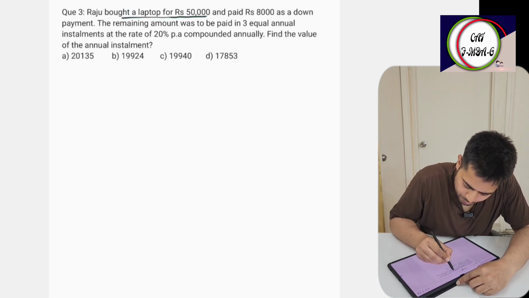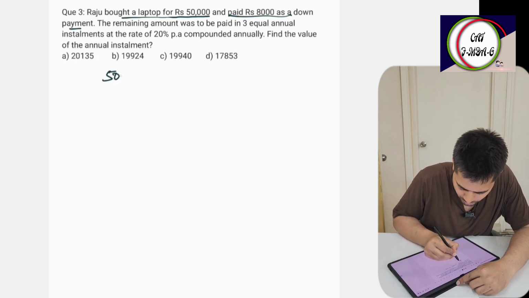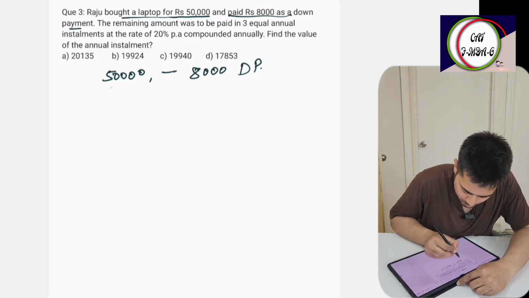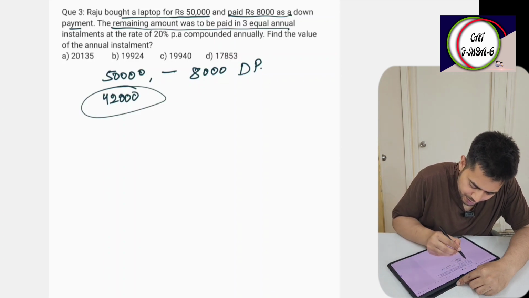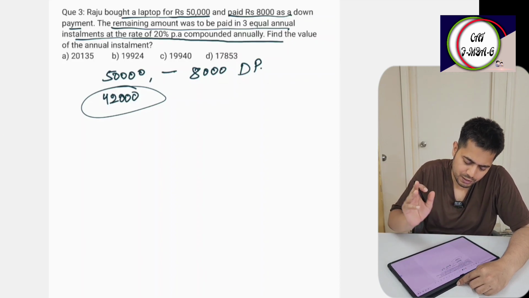Raju bought a laptop for 50,000 and paid 8,000 as down payment. Okay, 50,000 is the cost price. Now 8,000 he paid as down payment, so how much is left? 42,000. The remaining amount was to be paid in 3 equal installments at the rate of 20% per annum compounded annually. Find the value of the annual installment.